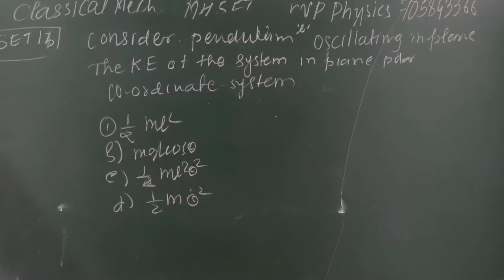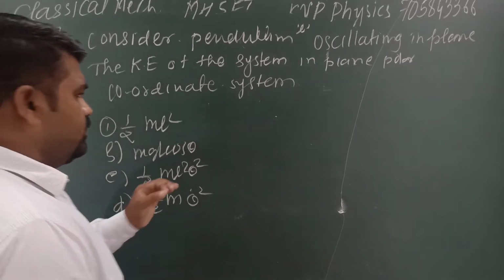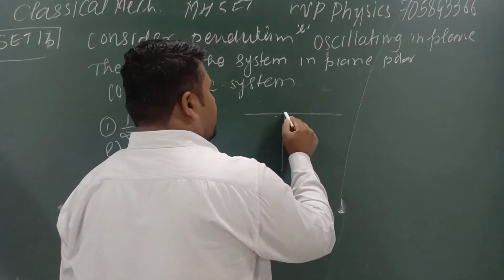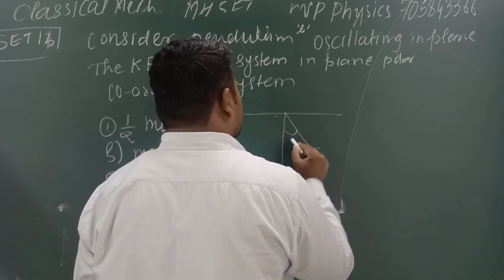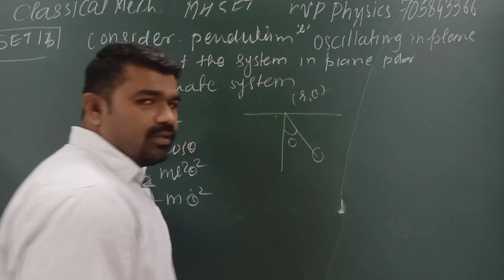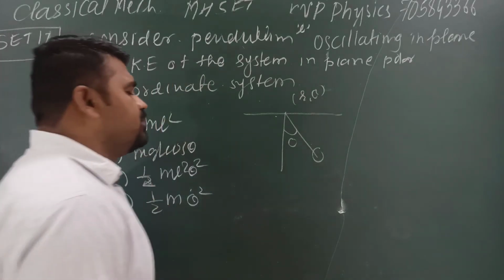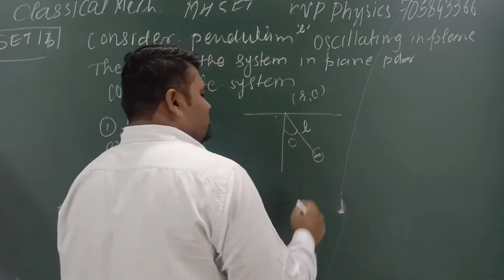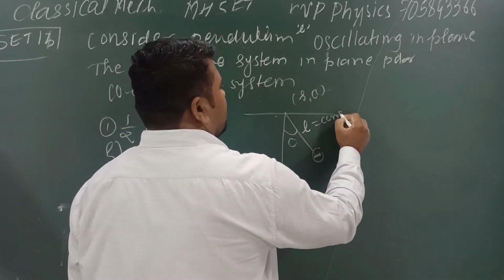Next question. Consider a pendulum oscillating in a plane. The kinetic energy of the system in a plane polar coordinate system. Okay, they have given this will be a fixed support, and this pendulum is moving in a 2D case. We know that here r comma theta is variable. But here this system is a pendulum, which means in this case the length L is constant.